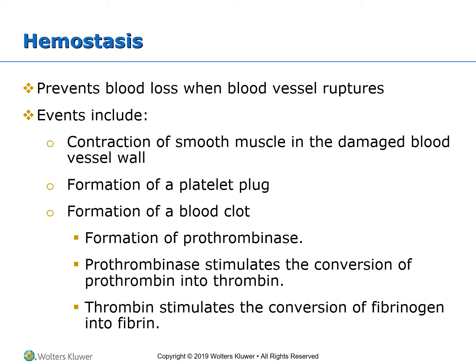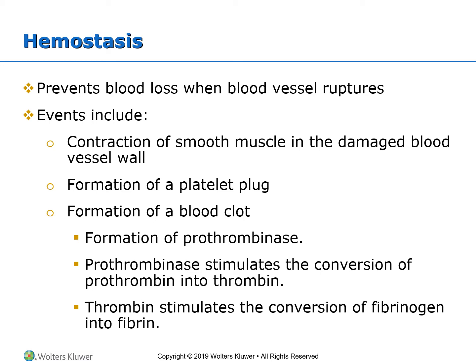We'll start with the contraction of the smooth muscles in the blood vessel wall, and that is called vasoconstriction. When we discuss the cardiovascular system in chapters 14 and 15, you will see that the structure of the blood vessel has that layer of smooth muscle that allows for modifying their diameter. As a result of vasoconstriction, there will be reduced blood flow and loss from the defect at the level of the injury.